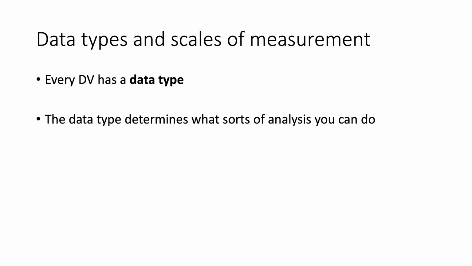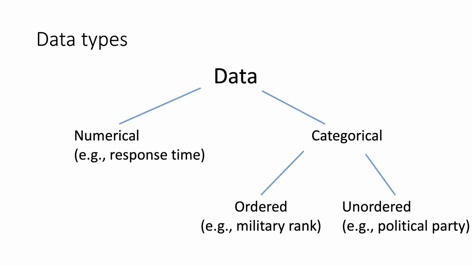So every dependent variable is a type of data, and the type of data that you're collecting determines what sort of analyses that you can do. And here's a little chart that I've made for you to be able to see some of the differences between different types of data. So there's lots of data you can collect. Think of the examples that we went through before.